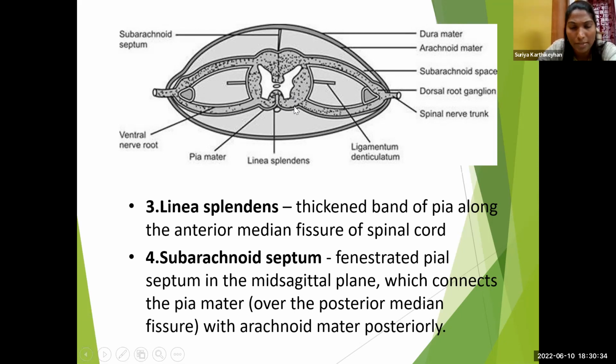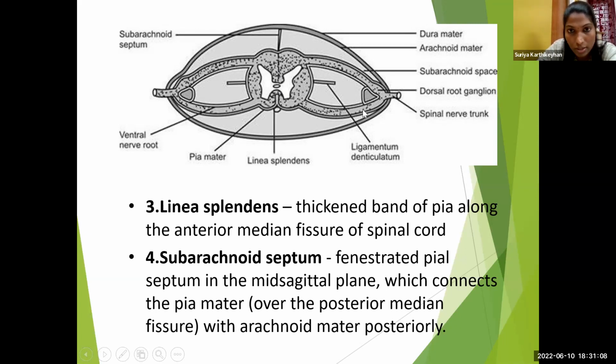Coming to linea splendens. What is linea splendens? It is a thickening of pia mater along the anterior median fissure, extending from C1 to L1. The pia mater will be thickened at the anteromedian fissure to form a linea splendens. We have seen the inner gray matter, central canal, outer white matter, anterior median fissure, posterior median fissure, posterolateral sulcus, anterolateral sulcus, and linea splendens.